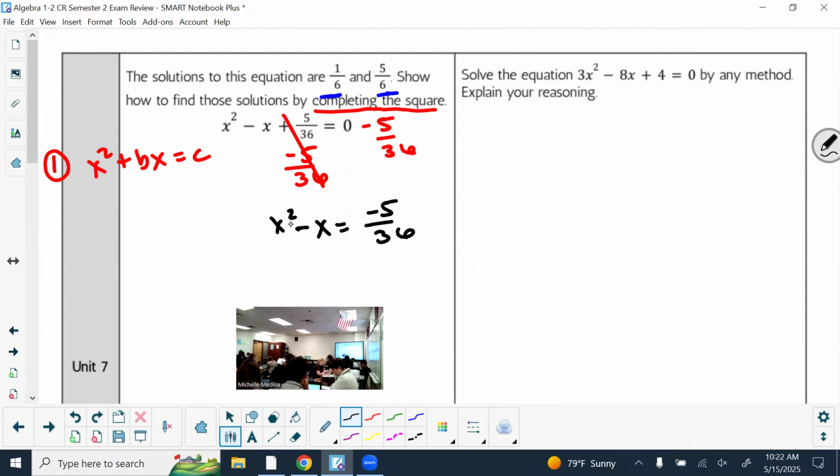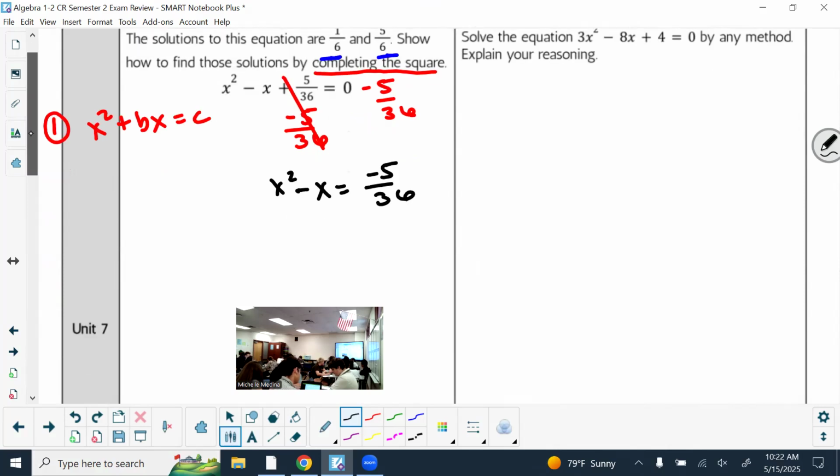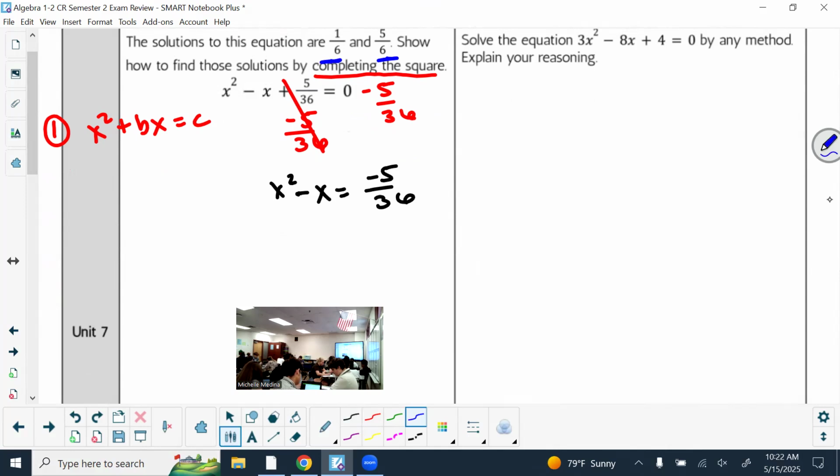There's like 4 steps in completing the square. That would be like 2.5 points, because each problem will be out of 10 points. So anyway, that's step 1. What's step 2? Okay, so take half of b, then what?